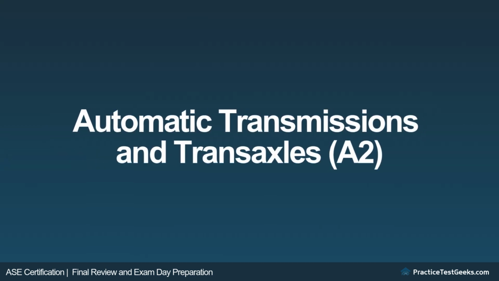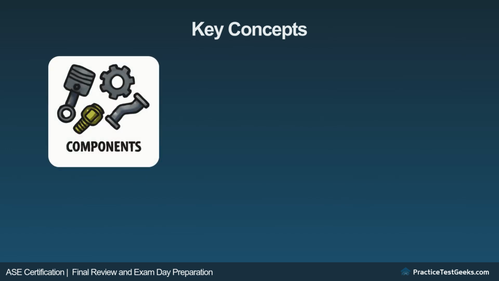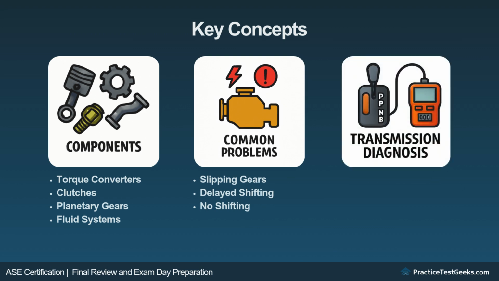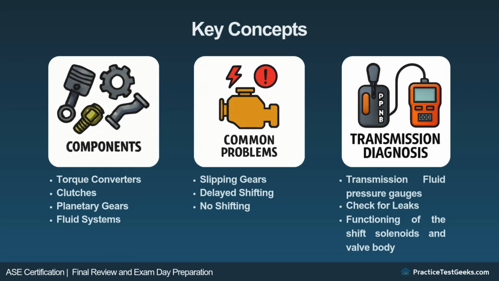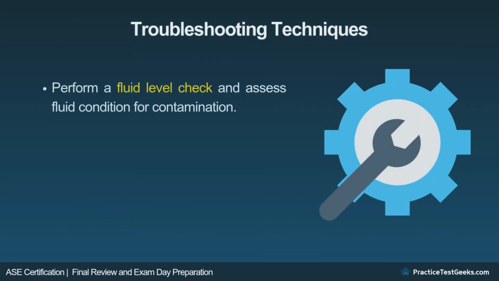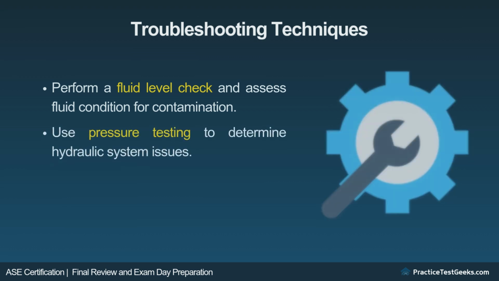Automatic transmissions and transaxles. A2. Automatic transmissions and transaxles are complex systems that require precise control for smooth operation. Key concepts. Components. Torque converters, clutches, planetary gears, and fluid systems. Common problems: slipping gears, delayed shifting or no shifting. Transmission diagnosis. Use transmission fluid pressure gauges, check for leaks, and ensure the proper functioning of the shift solenoids and valve body. Troubleshooting techniques. Perform a fluid level check and assess fluid condition for contamination. Use pressure testing to determine hydraulic system issues.